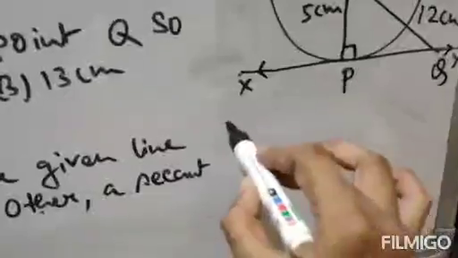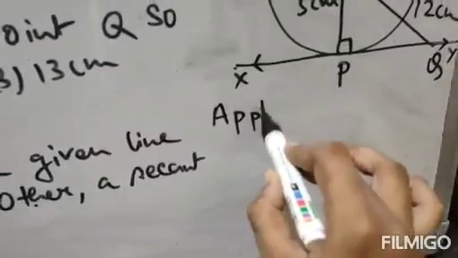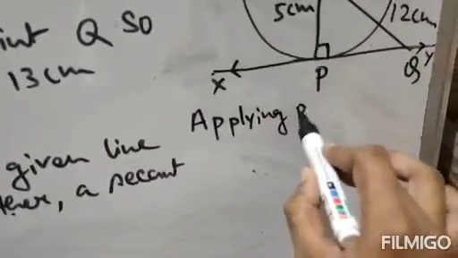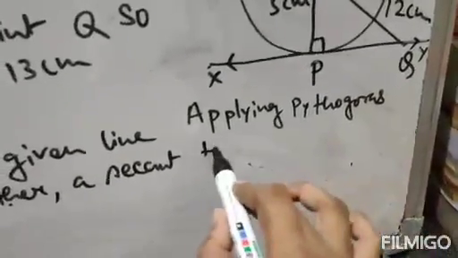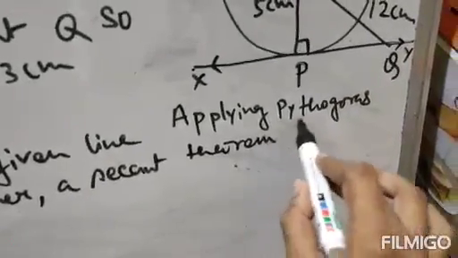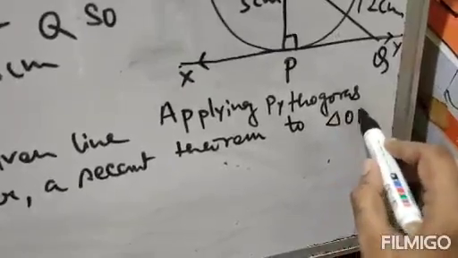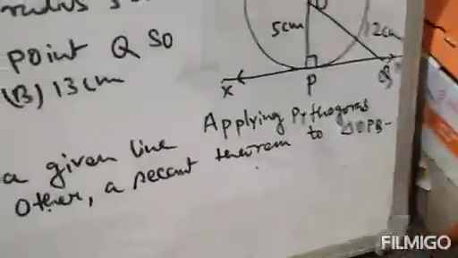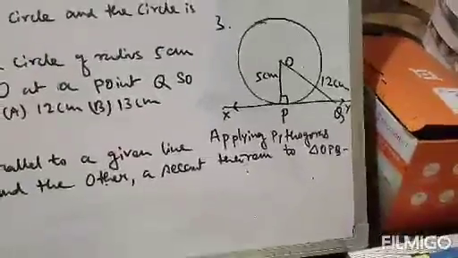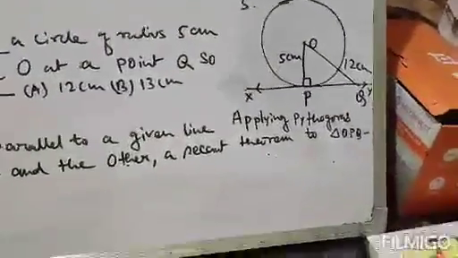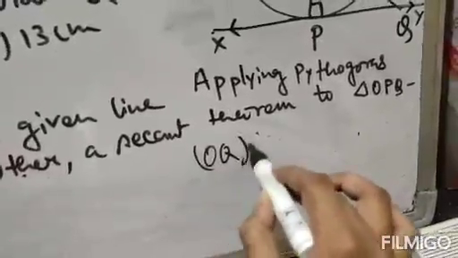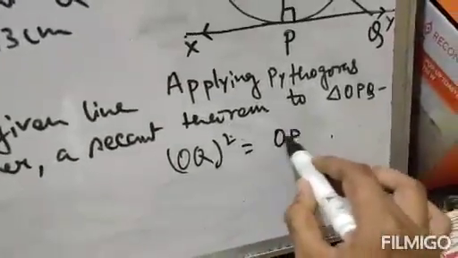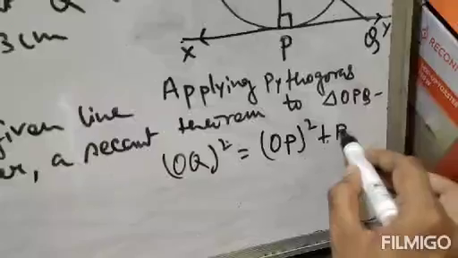Now write, applying Pythagoras theorem to triangle OPQ. So what was the theorem? The theorem was hypotenuse square equals height square plus base square. So the hypotenuse here is OQ. So OQ square, hypotenuse square, equals height OP square plus base, that is PQ.